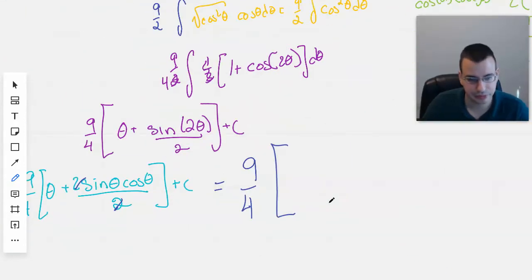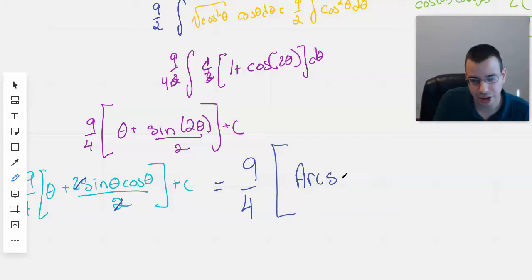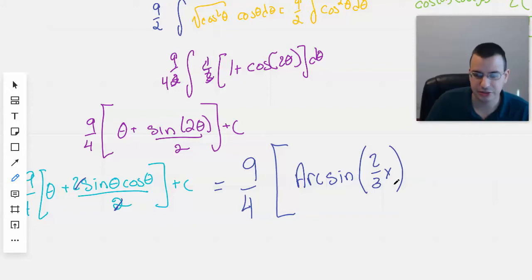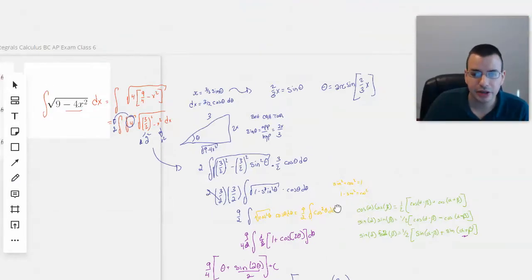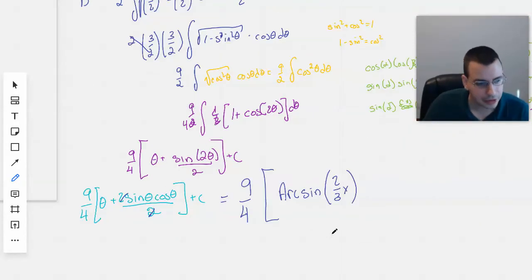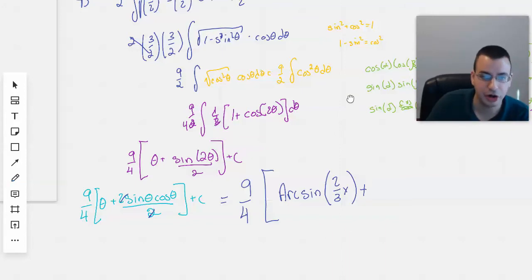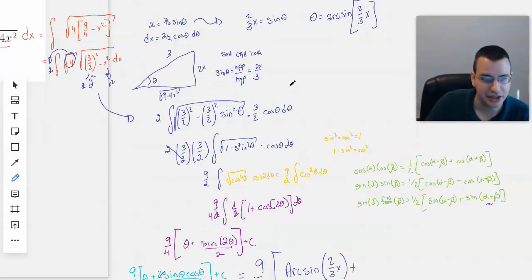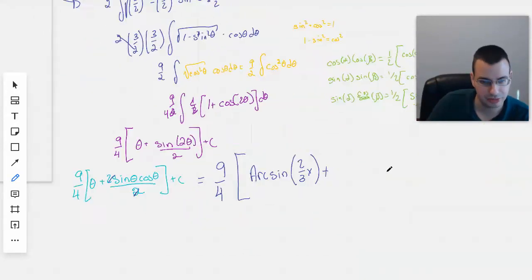So I use the arcsine instead of the sine -1 just because I think it's less ambiguous. So arcsine 2/3 x. I'm going to write it with a capital A just to show how proud I am that I actually kind of got this. Oh, but then I forgot, is it 2/3 x? I think it's 2/3 x. And 2/3 x, okay, we're good there. Plus, now we have sine theta times cosine theta. We know what sine theta is. Sine theta is 2x over 3.